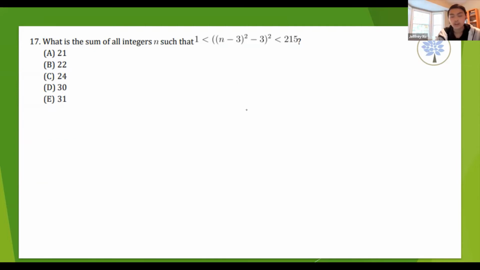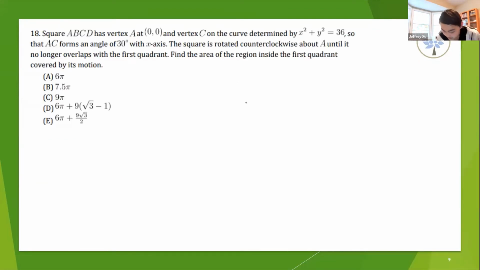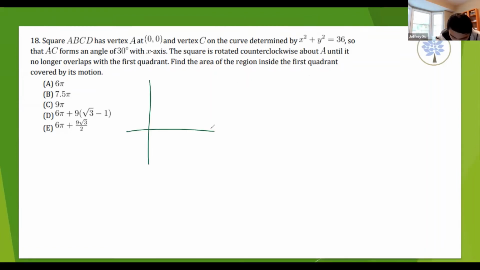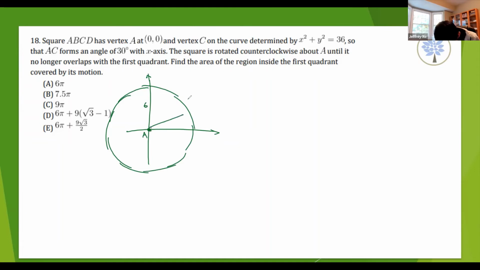And lastly, we'll look at question number 18. So square ABCD has vertex A at (0, 0). If we draw a coordinate plane very roughly, then A is just the origin. And C is on the curve determined by x squared plus y squared equals 36, which is just a circle of radius 6 that's centered at the origin. And AC forms an angle of 30 degrees with the x-axis. So C is going to lie somewhere here.